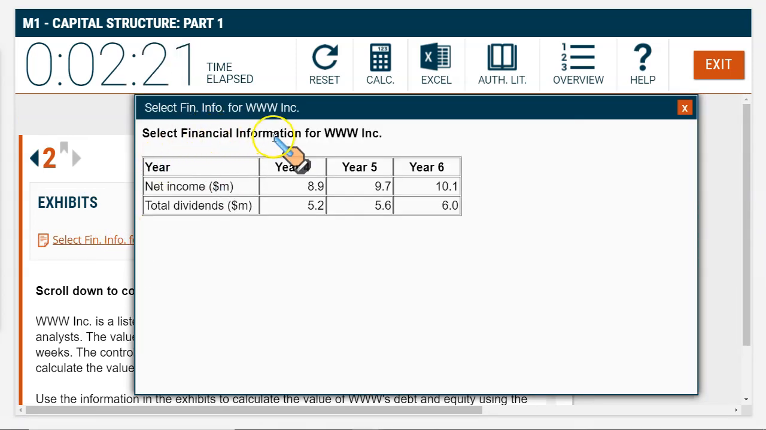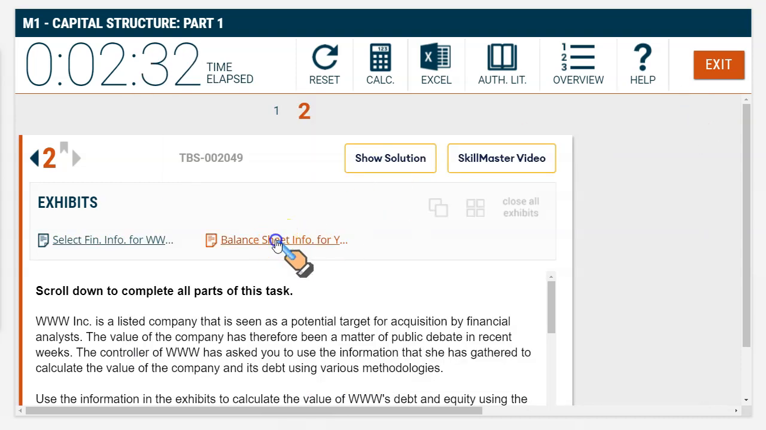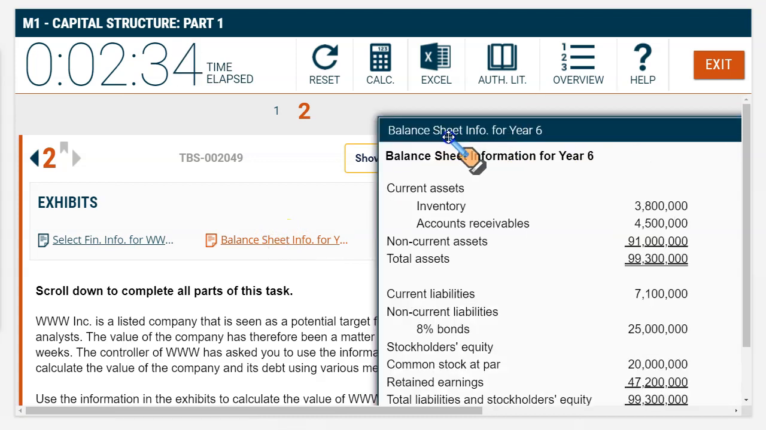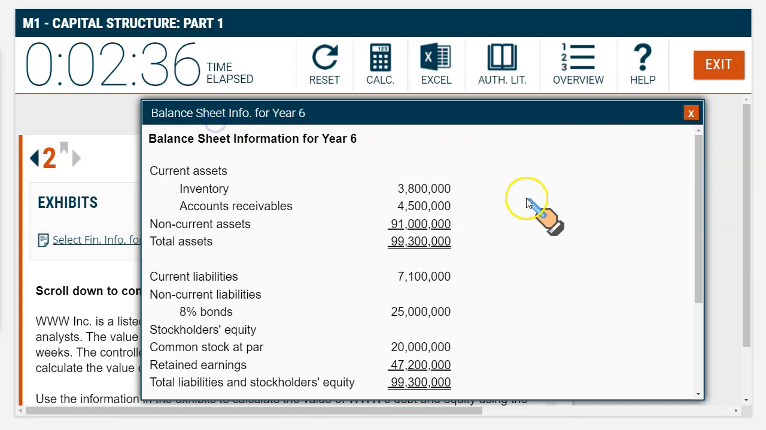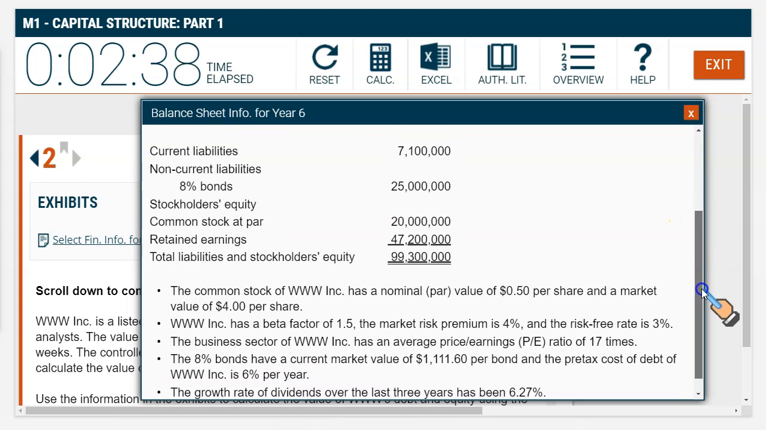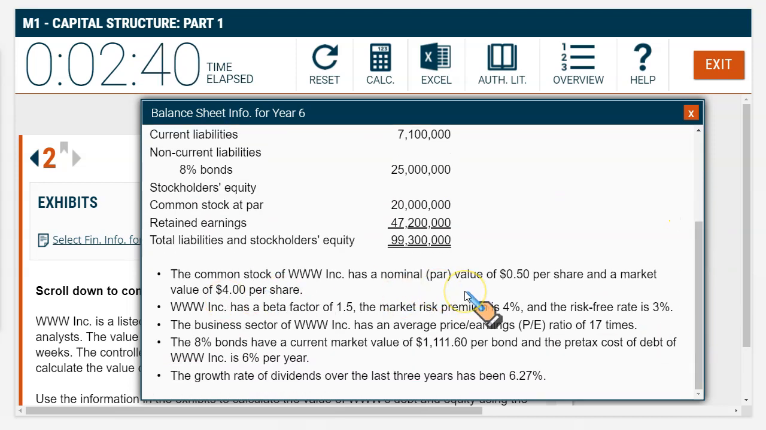So select financial information for this firm. We have net income numbers for year 4, 5 and 6, and the total dividends for year 4, 5 and year 6. Okay, what else? We have been given the balance sheet for the year 6 containing all what you expect on the balance sheet, and of course some relevant information that might be required for some later components of your simulation.